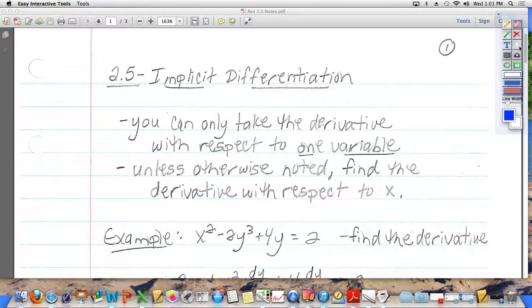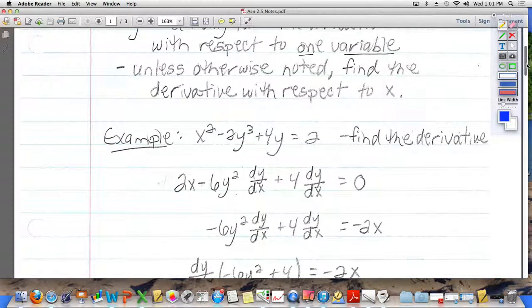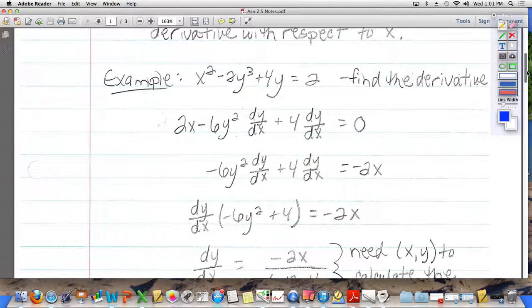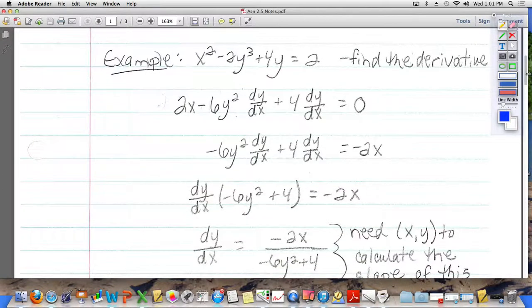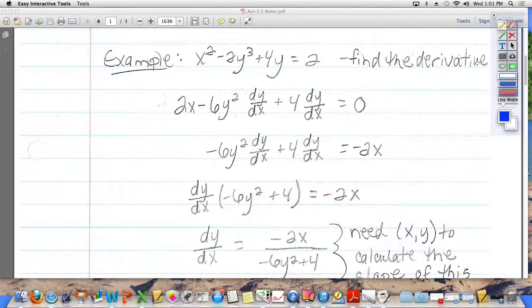All right, so let's go on to this example. X squared minus 2y cubed plus 4y equals 2, and your job is to find the derivative. So, you find the derivative of x squared. What is the derivative of x squared? It's 2x, so there's a 2x here. What is the derivative? Pretend for a moment that that was an x. You would say that the derivative of a negative 2y cubed is negative 6y squared, just like normal.